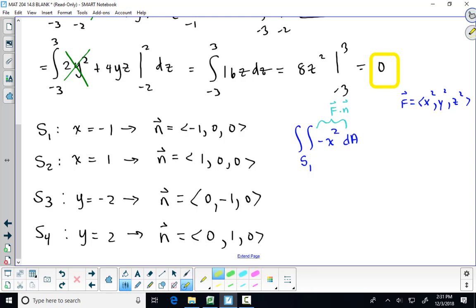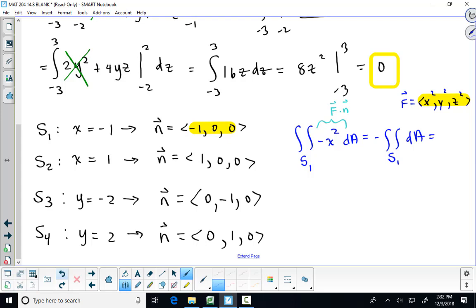Everyone okay with that? Is that including the dA or just the -x squared? Just the -x squared is the f dot n. So we dot those two together. And now, for this particular surface, S1, x is always equal to -1. So now we can replace that -1 in here, and we end up factoring out the minus. When we factor out that minus, we have the double integral of dA over S1. So this now represents the area of the S1 face.